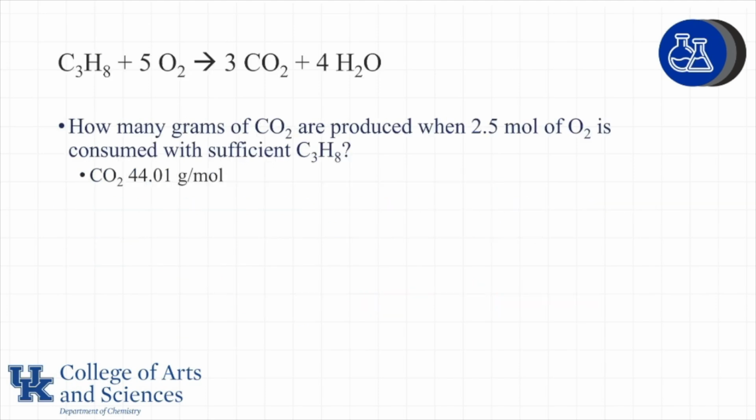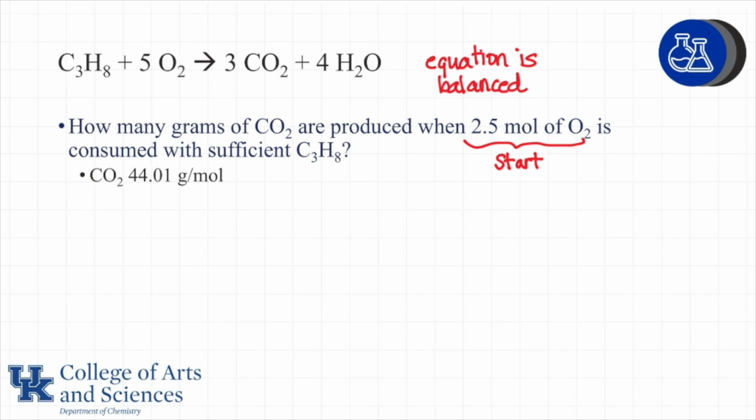Let's look at an example of how we do this. We have our balanced chemical equation. How many grams of CO2 are produced when 2.5 moles of O2 is consumed with sufficient C3H8? And we're given the molar mass of the CO2. Just like our problems involving moles or any of our dimensional analysis problems, we need to figure out what we know, what we're trying to find, and what relationships do we have. The first of which is, is our equation balanced? And in this case it is, but you should always check that the equation is balanced before you start the problem.